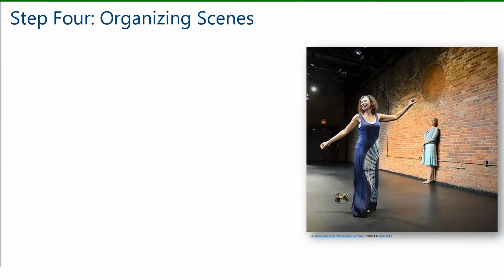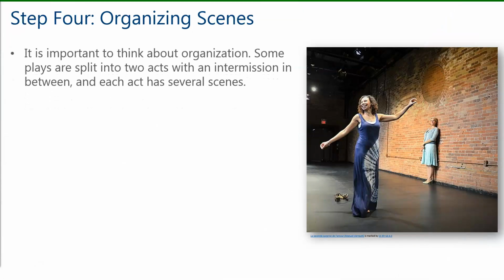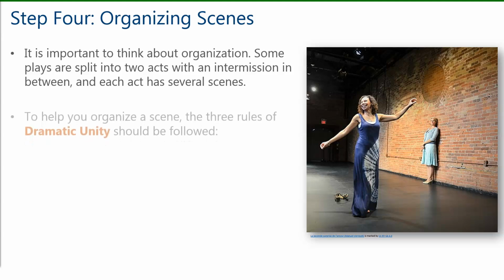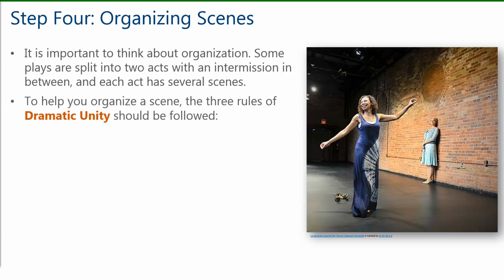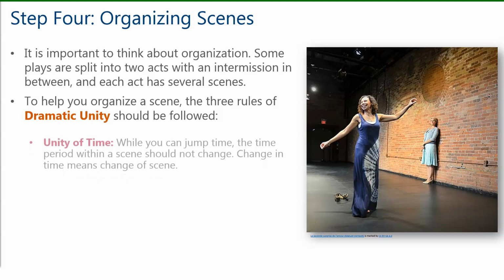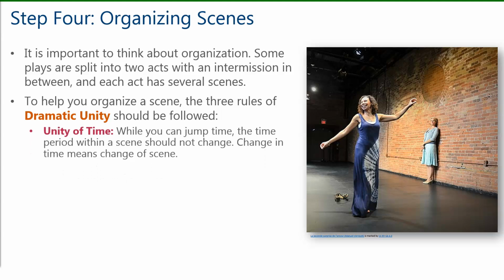Step 4 is organizing scenes. It is important to think about organization. Some plays are split into 2 acts with an intermission in between, and then each act always has several scenes. To help you organize a scene, the 3 rules of dramatic unity should be followed. And they are unity of time. While you can jump time, the time period within a scene should not change. A change in time means a change of scene.